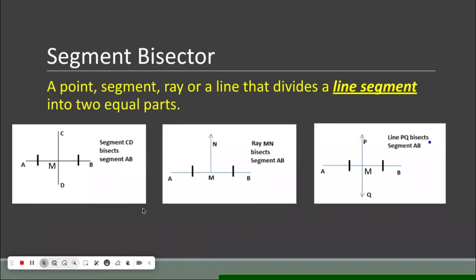All right, so now that we have identified what a segment is, what a segment bisector is, what a congruent segment is, and the segment addition postulate, we can now work on some practice problems. If you jotted these notes down, we can use these notes to help us out in solving some practice problems coming up.